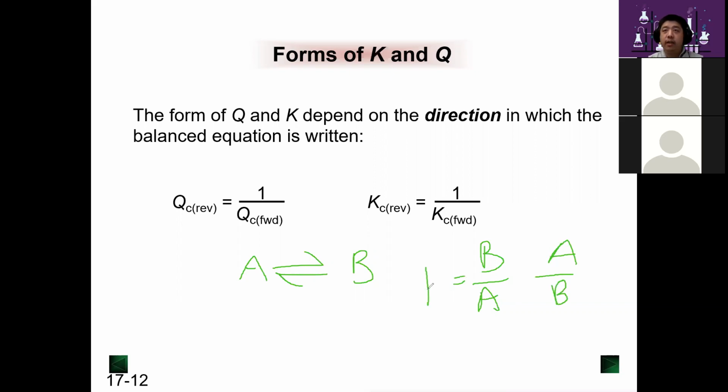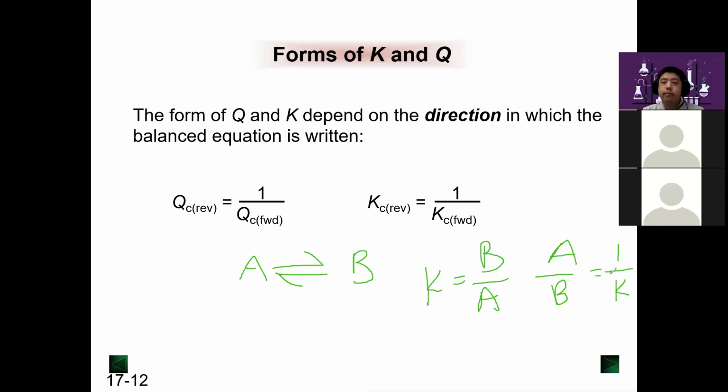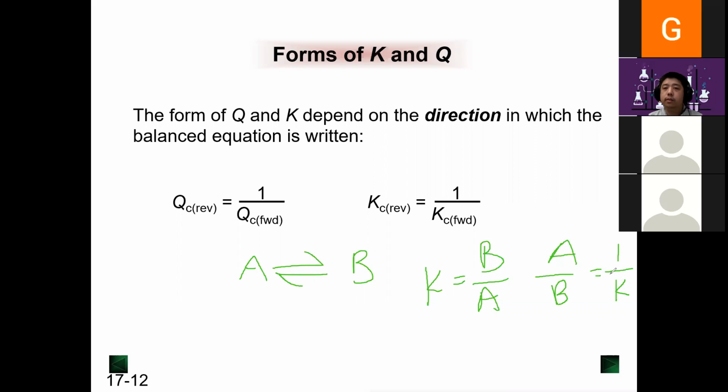So if this is my K, A over B is essentially 1 over K. Basically, Professor, what you're saying is that if it's an equation that can't be reversed, it can still be the same thing? Not exactly. We are assuming this reaction is reversible, right? So A is changing to B, B is changing to A.